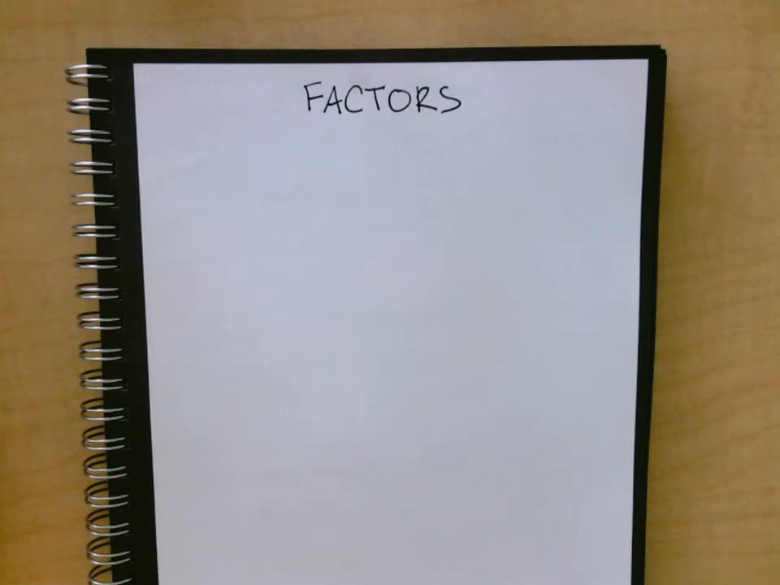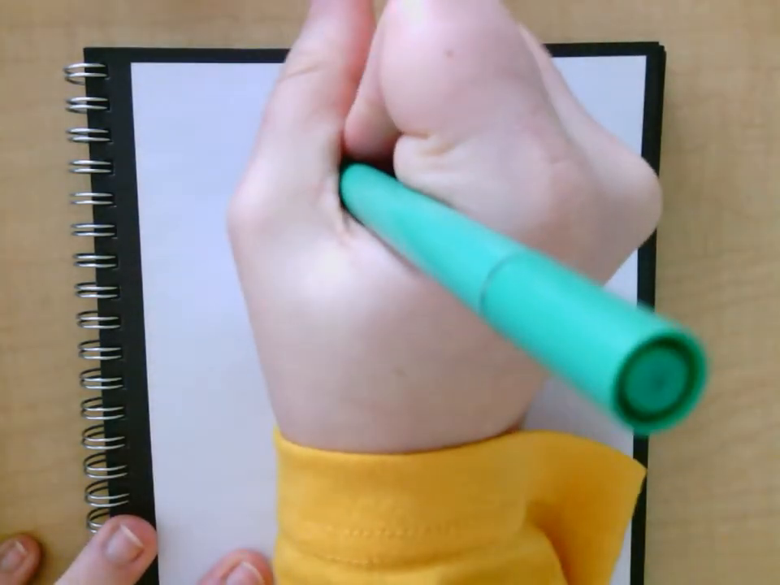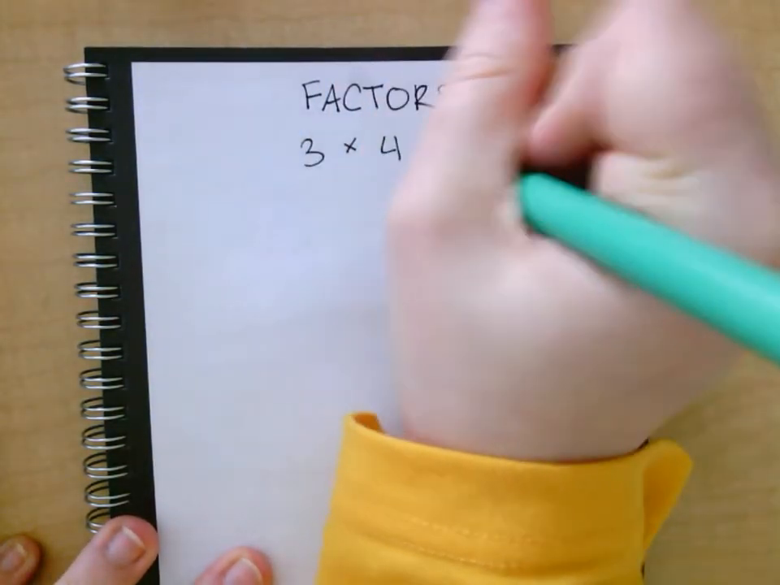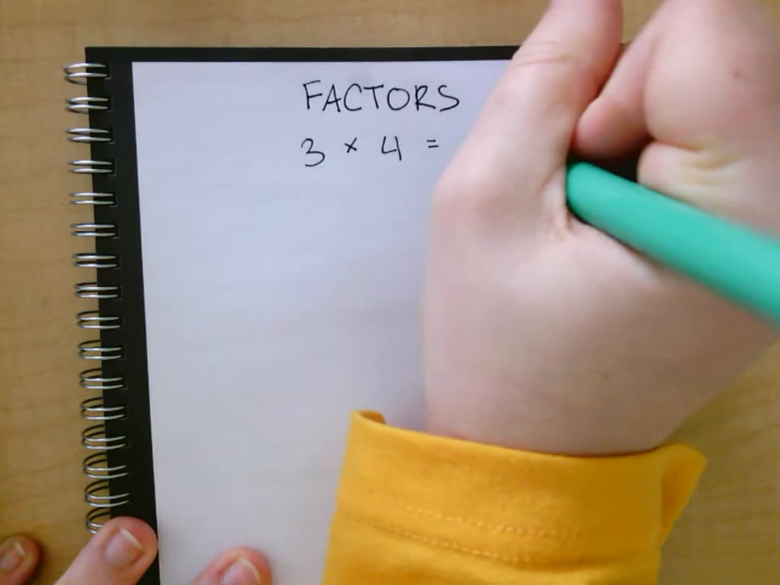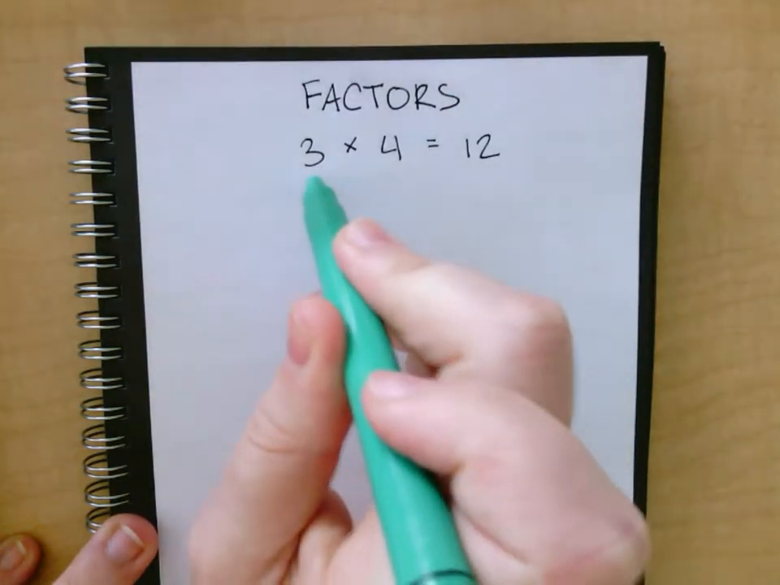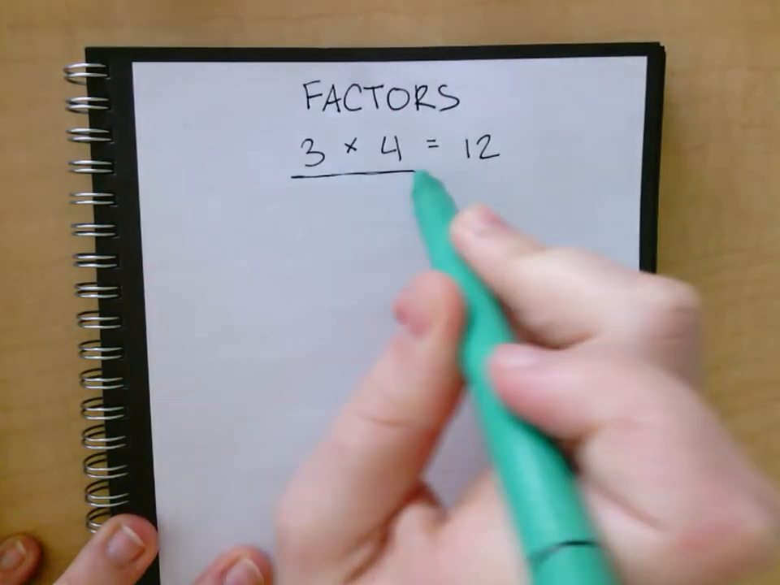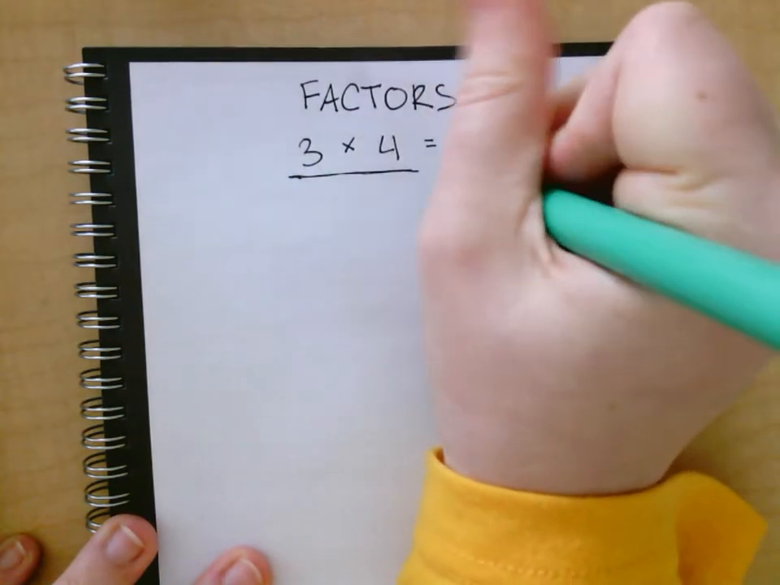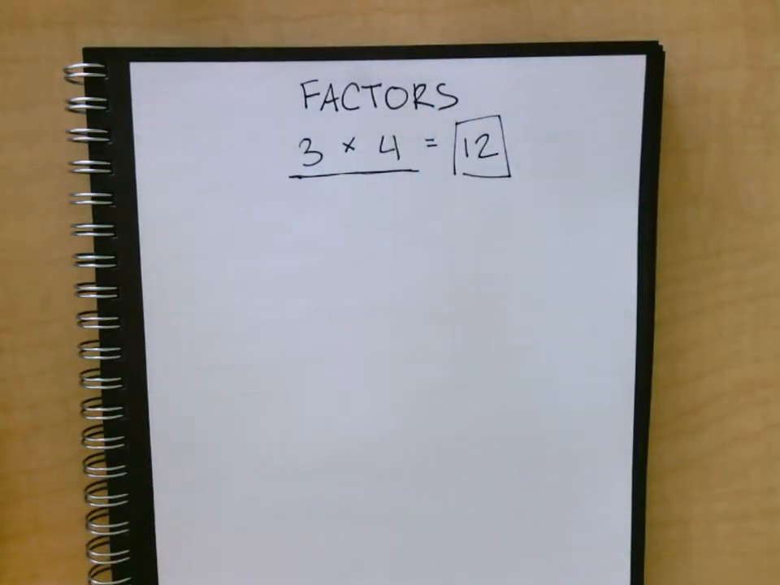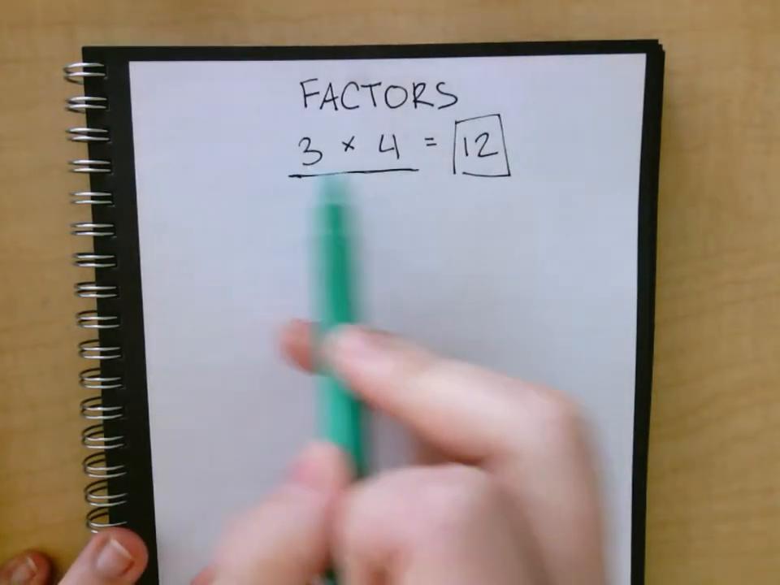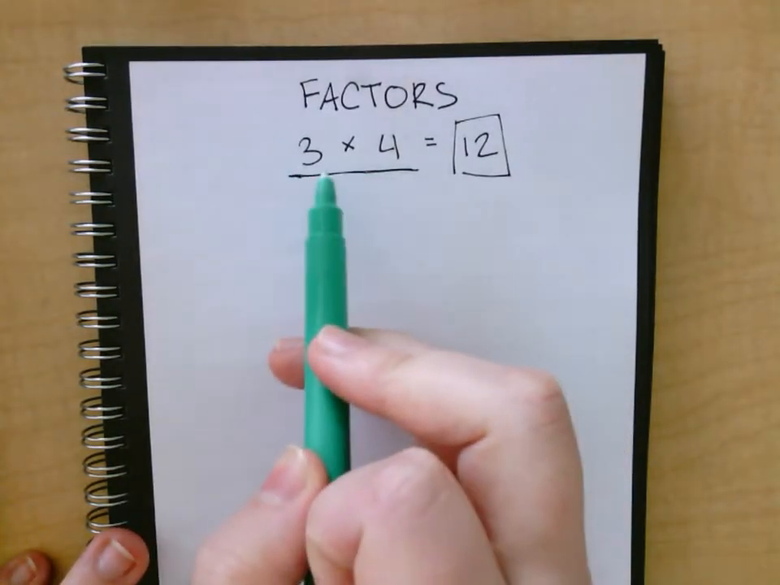So when we talk about multiplication problems, it's important that we understand what factors are. In a simple multiplication problem, there are two parts. We have the factors, which are the numbers you're multiplying together, and we have the product, which is the answer to a multiplication problem.